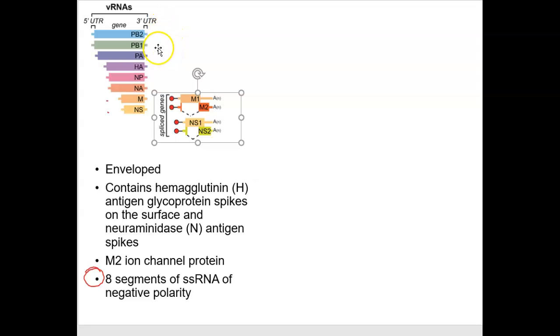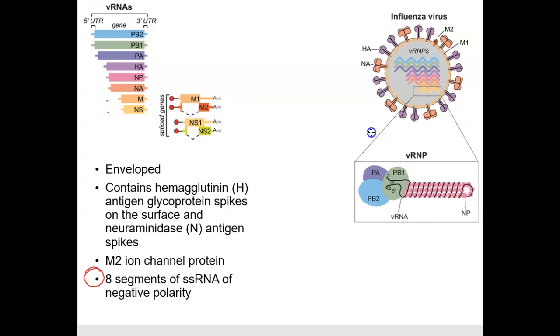Now, all of these gene products are going to be found in the virion except for the non-structural proteins. The non-structural proteins you'll only find during an active infection. So this is what the particle looks like.